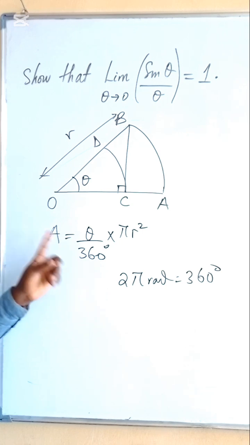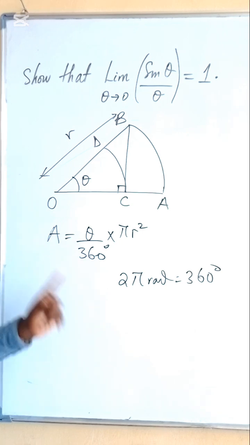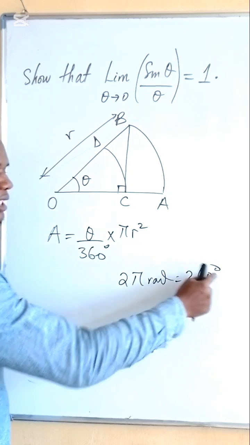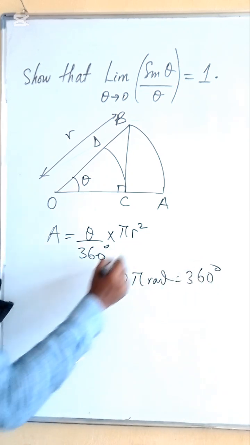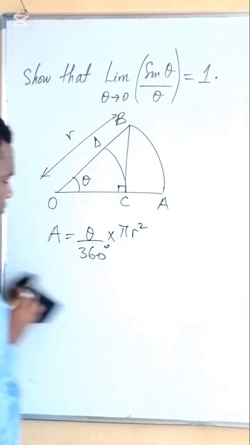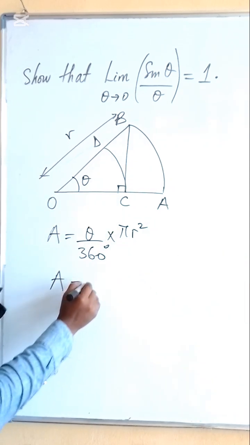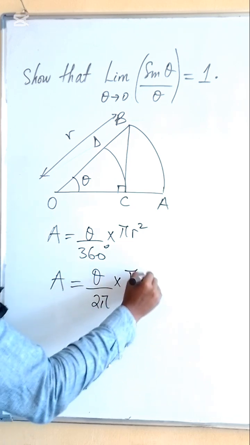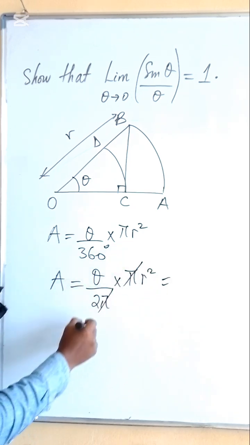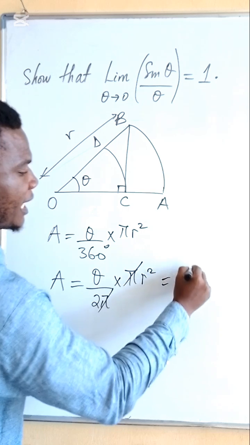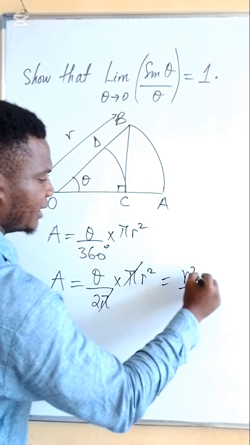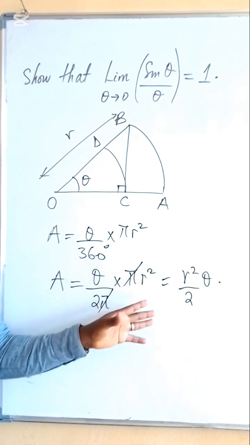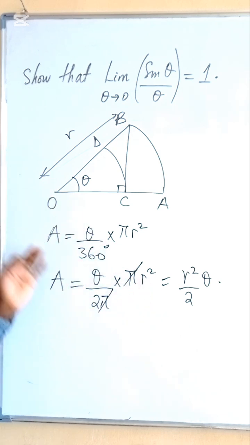But if the angle is not assumed to be in degrees, rather in radian, then the following happens. We are going to replace 360 degrees with 2 pi, and the formula becomes A equals theta over 2 pi times pi r squared. Pi of course cancels, and you end up having r squared theta over 2. So this is the formula I shall be using for the areas of my sector.